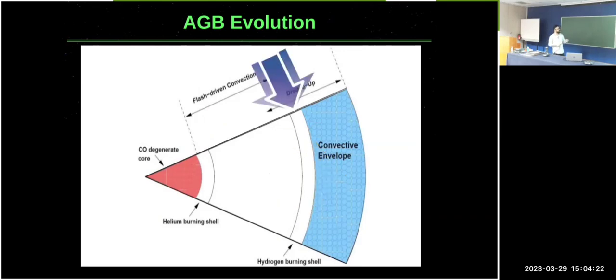After the third dredge-up happens, the hydrogen-burning shell again starts operating, and it produces helium and deposits it in the intershell region. When a critical amount of helium is reached, the helium-burning shell again starts operating. This process continues until the convective envelope is completely blown away by stellar wind. This is how the AGB star evolves.